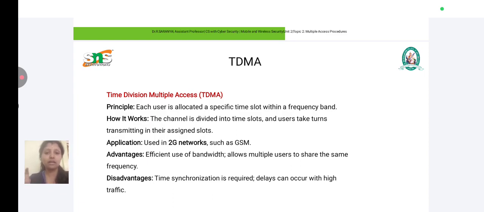The advantage of TDMA is efficient use of bandwidth, which allows multiple users to share the same frequencies. The disadvantages are that time synchronization is required, and delays can occur with high traffic. Due to high traffic, we can't process efficiently by using TDMA.